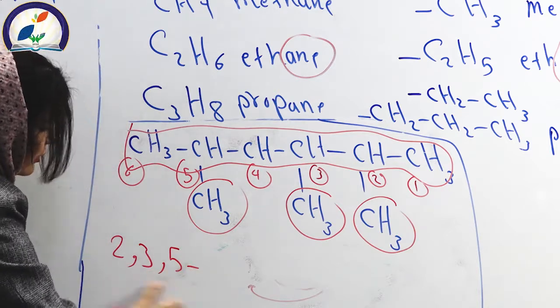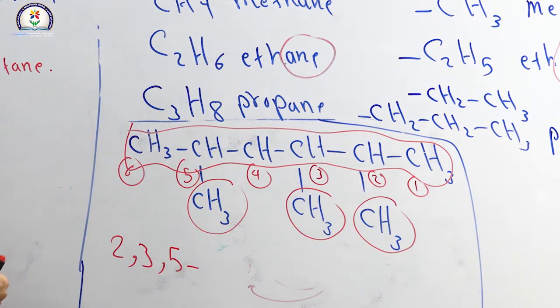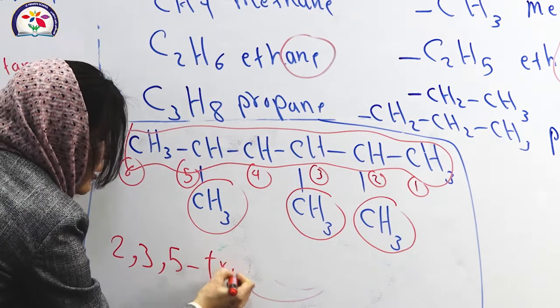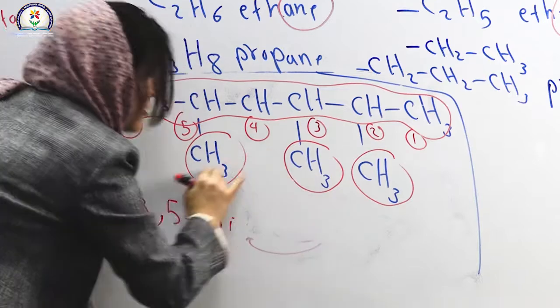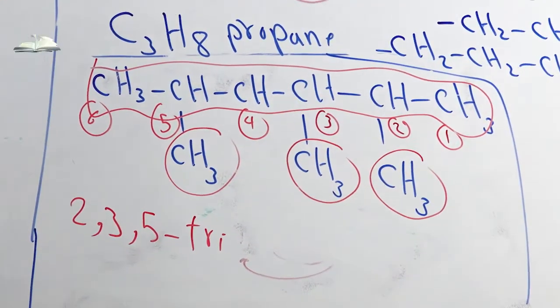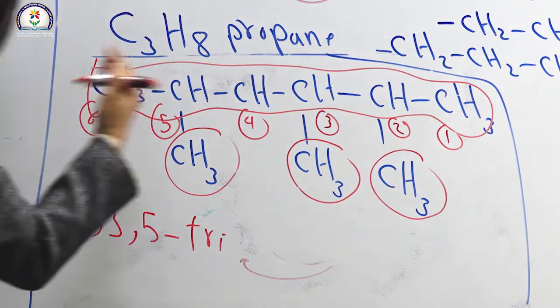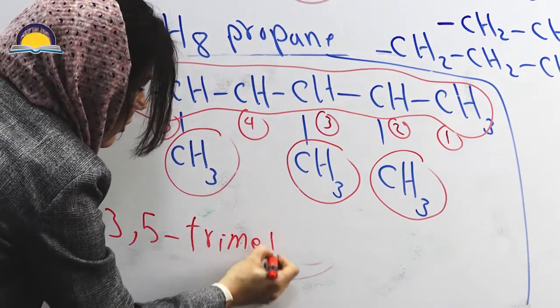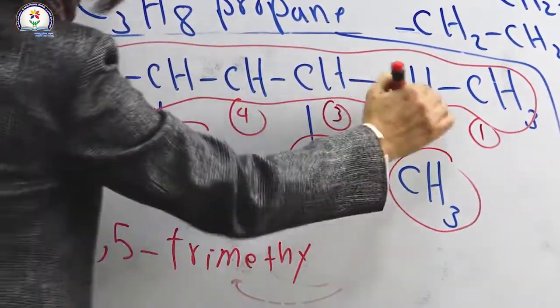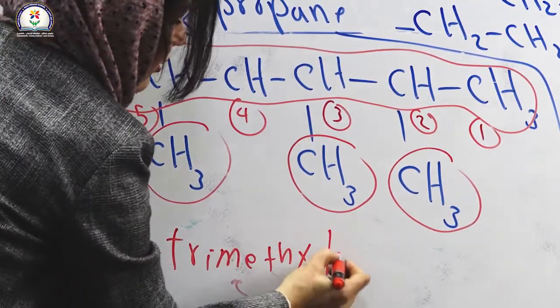We have 3 numbers, one after one, so we have to say tri. Why do you have to say tri? Because we have 3 branches, the same branches. How many methyl do we have? 3. Trimethyl. The chain has 6 carbon atoms: hexane.